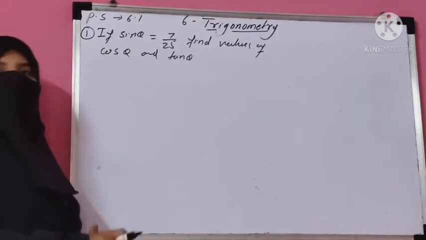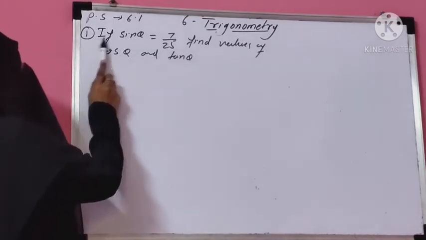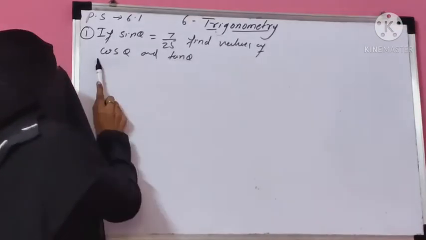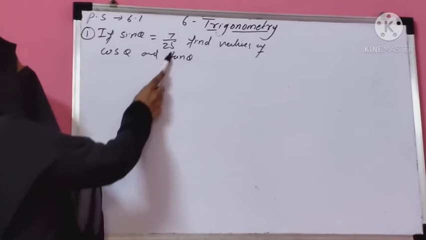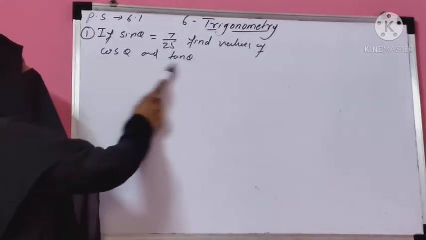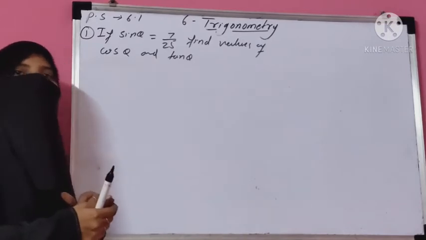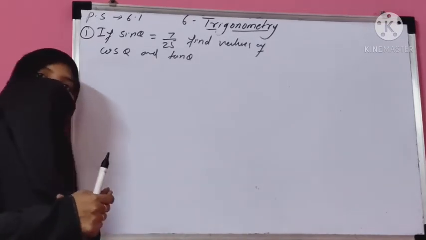Now move to practice set 6.1. Question number 1 is, if sin theta value is 7 upon 25, then find the value of cos theta and tan theta. Sin theta value is given to you and you have to find cos theta and tan theta. You can solve this question by using the Pythagoras theorem. You can also solve this question by using the identities.